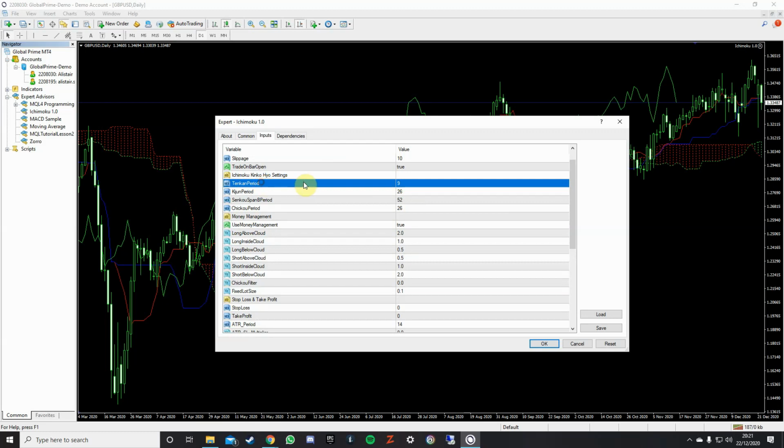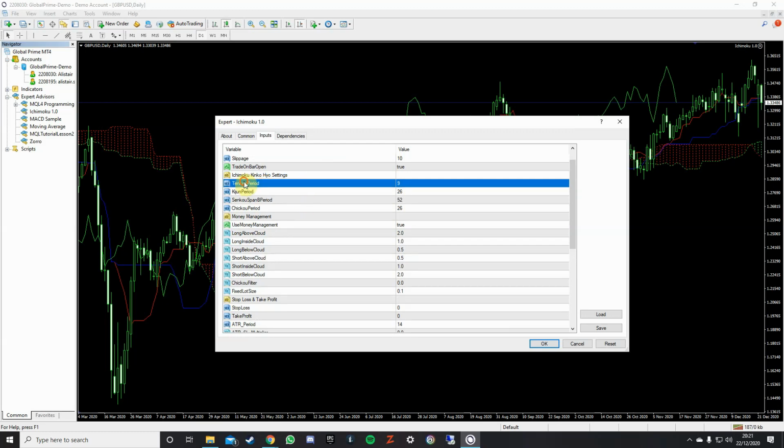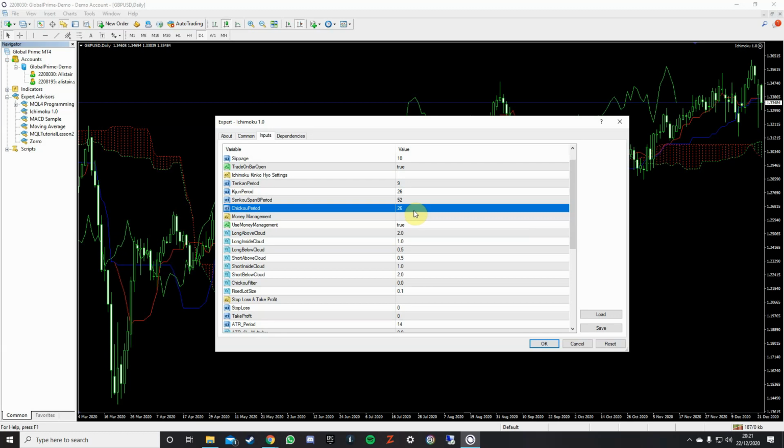You've got your standard Ichimoku input settings at 9, 26, and 52, and these you can play around with, see what you like. I've also got Chiku. That's taken usually from the Kijun period in the MT4 terminal, but you can change that with this EA because it uses a separate algorithm.